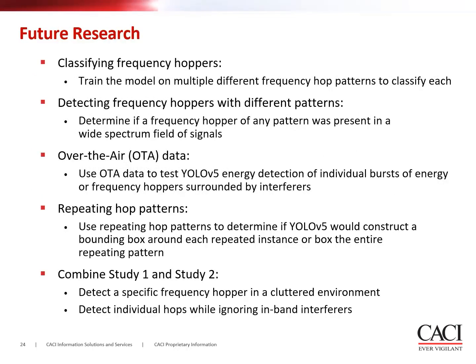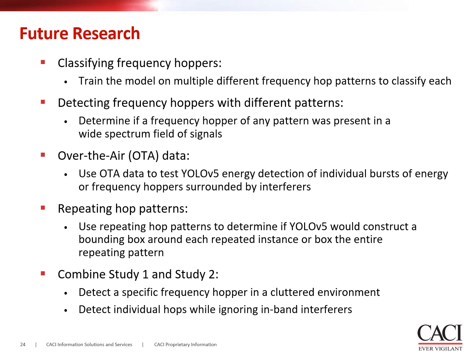A few areas to further the research are classifying the frequency hoppers, detecting the presence of frequency hoppers with different patterns, using over-the-air or OTA data, and repeating hop patterns. In this research, all individual bursts of energy and frequency hoppers detected were trained on a single pattern labeled as signal. To take it a step further, the model could be trained on multiple different frequency hop patterns in an attempt to classify each. Similarly, it would be valuable to determine if a frequency hopper of any pattern was present in a wide spectrum field of signals.